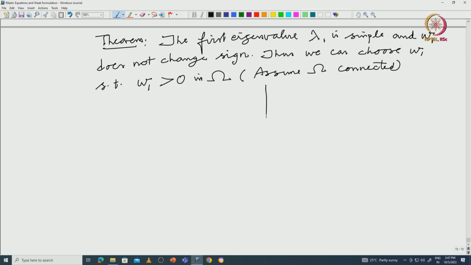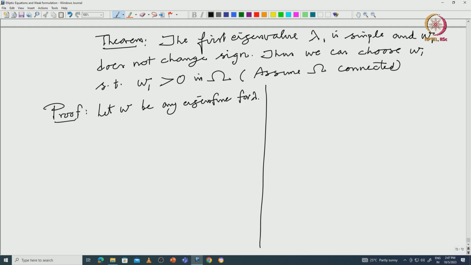So, let me give a proof of this. Proof: this is the last proof of this elliptic equation theory. Let W be any eigenfunction for lambda 1. So, W is in H1 naught of omega, keep that in mind. We have seen this property, that its positive and negative parts, W plus and W minus, are also in H1 naught of omega.